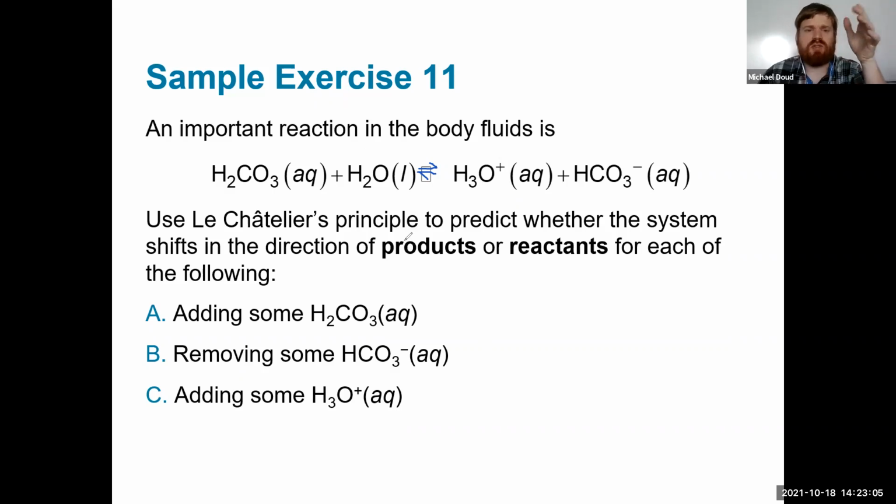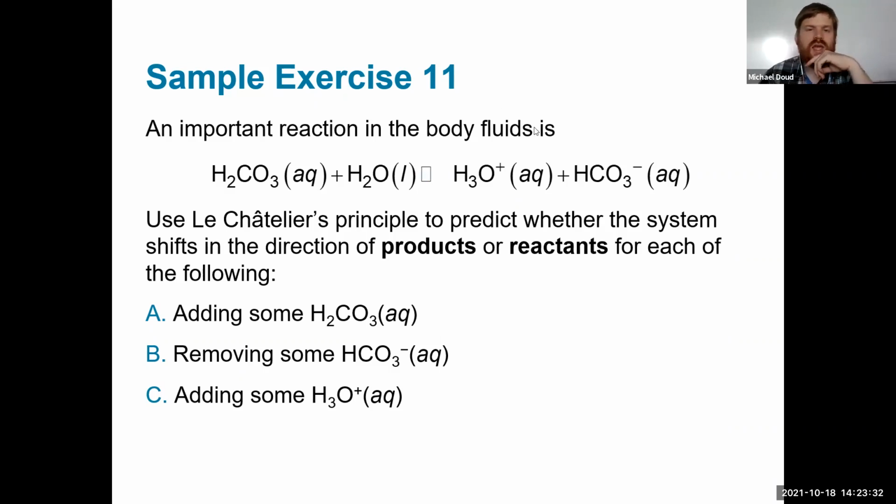Anyways, for this sample exercise, what I want you to do is use Le Chatelier's principle to determine whether the system will shift towards products or towards the reactants for each of these changes: when you're adding carbonic acid, if you're removing hydrogen carbonate, and if you're adding hydronium ion. So go ahead and give it a shot. Pause the video here, try to puzzle this out, and then we'll look at the answers when we come back.